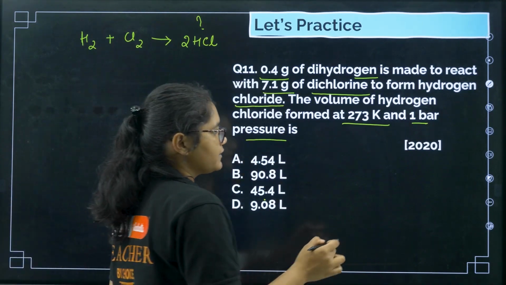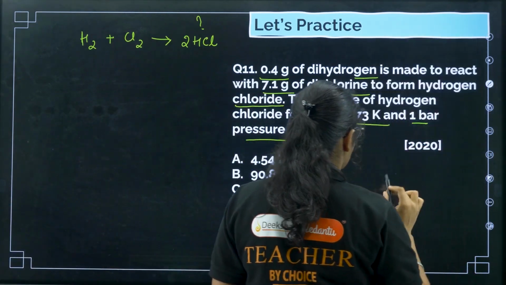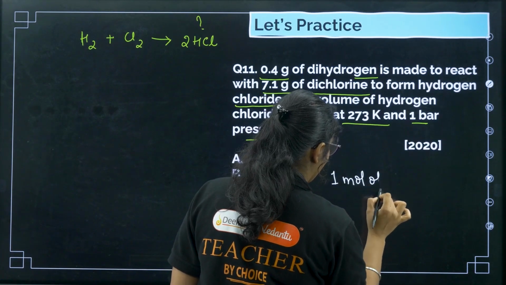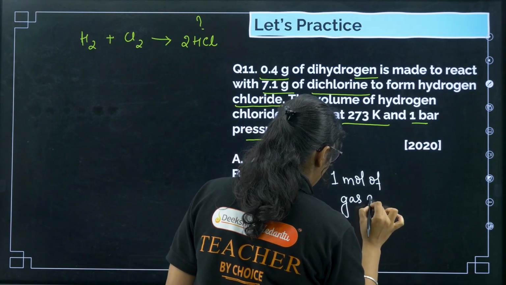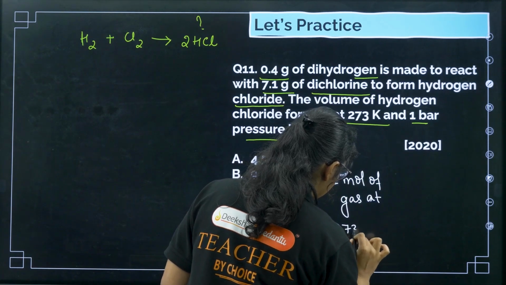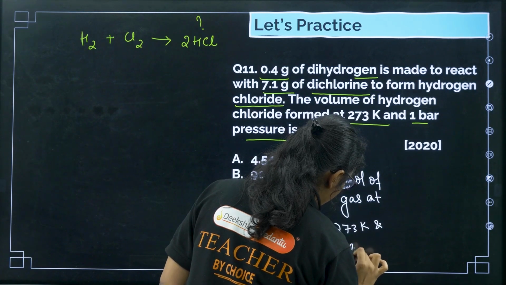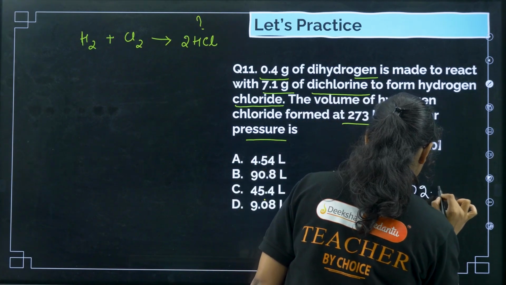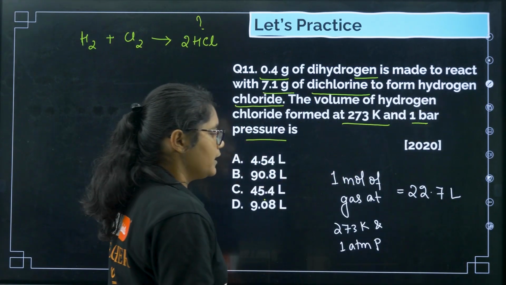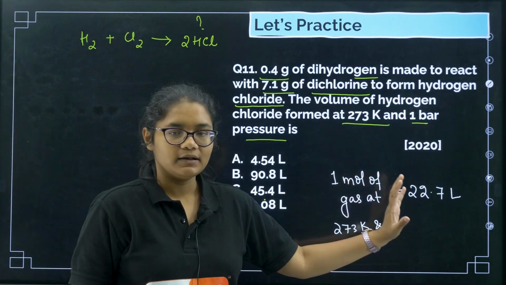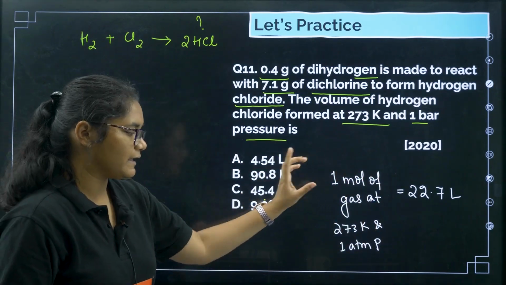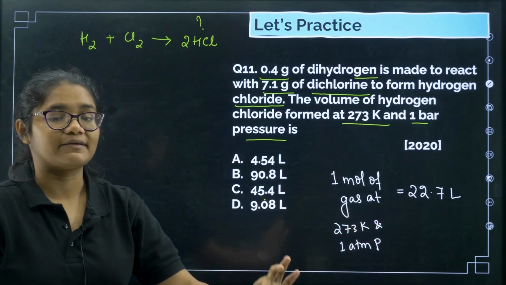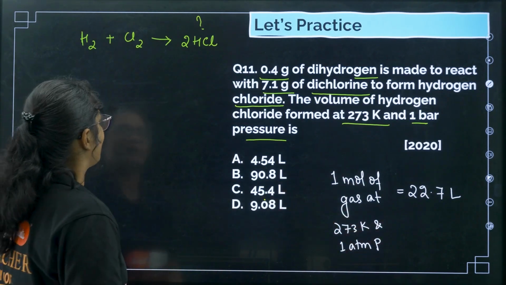Okay, so to calculate the amount of volume, we need to know one formula which we will discuss now, that 1 mole of gas at 273 Kelvin and 1 atm pressure occupies how much volume? 22.7 liter. Okay, you need to remember this value. 1 mole of any gas at 273 Kelvin and 1 atm pressure occupies 22.7 liter. Okay, now let us go back to the question.